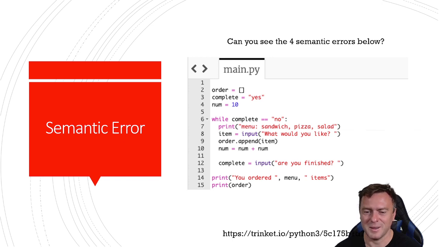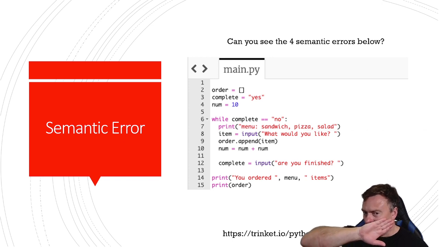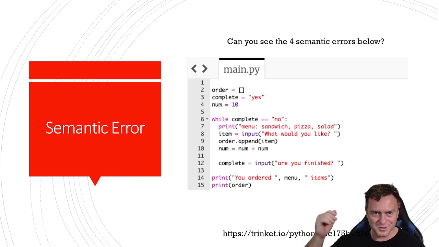So 10 is equal to 10 plus 10, and then that's just going to keep repeating if that loop even got started, which it isn't. And then complete equals input, are you finished? And then print out, you order menu items, and then print out the order. So first of all, what's menu? It's not even there. Print out order. It's just all over the show.